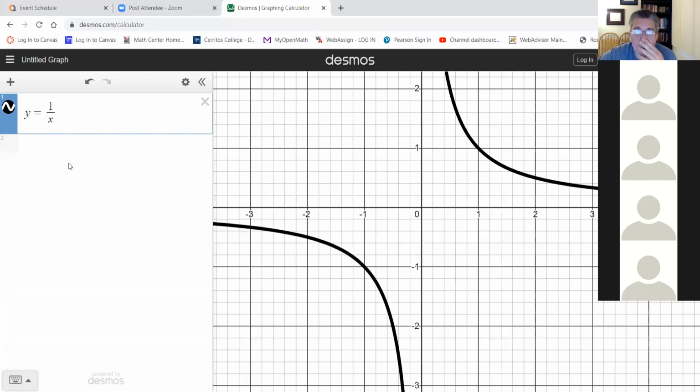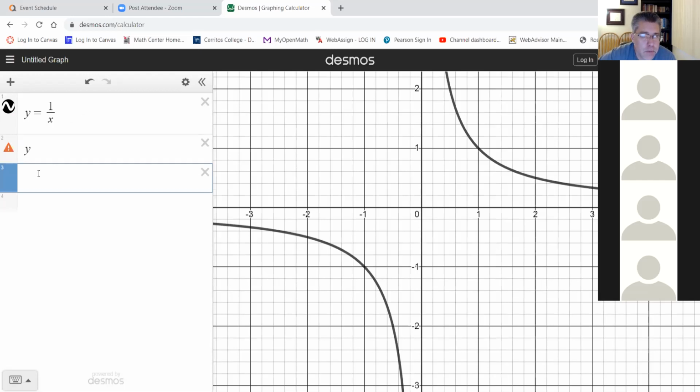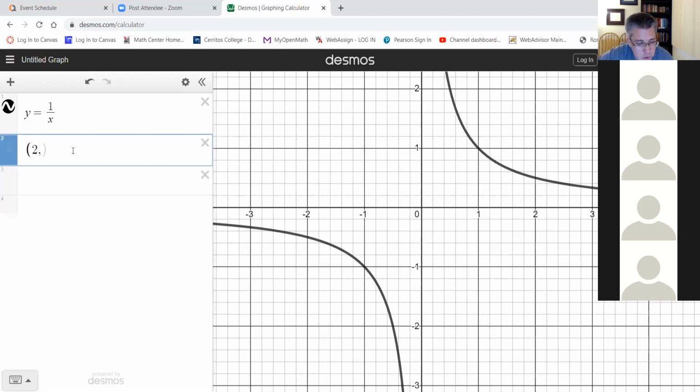And then what's the other equation that we want? The other equation that we want is the equation of our tangent line at 2, right? What's the point that we wanted to use? We want to use the point (2, 1/2), right? So (2, 1/2) is there. We want the tangent line through this point. Does that make sense? Through that point.